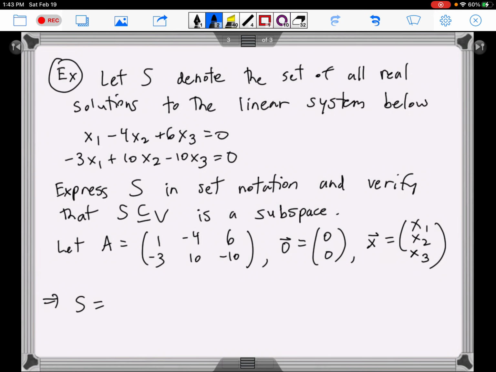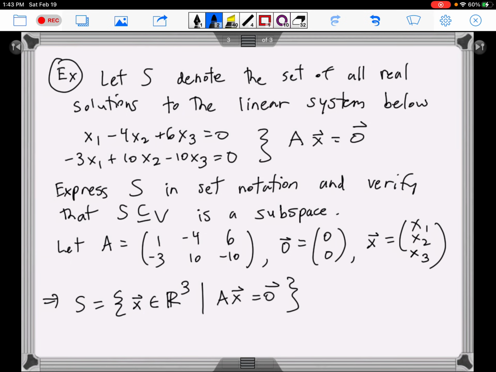Remember, let's look back up here. It says S denotes the set of all real solutions to that system. Well, what does this system become now? This system becomes A times X is equal to 0, because the B vector is 0. So S is going to be the set of all X in R3, these are three-dimensional vectors, such that A times X is equal to 0. That's how we define the set. By the way, in my original problem, I said verify that S is a subspace of V. Let me write down what vector space we're talking about: R3. So verify that this subset S is a subspace of R3.